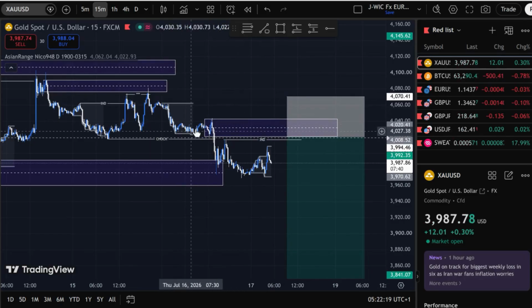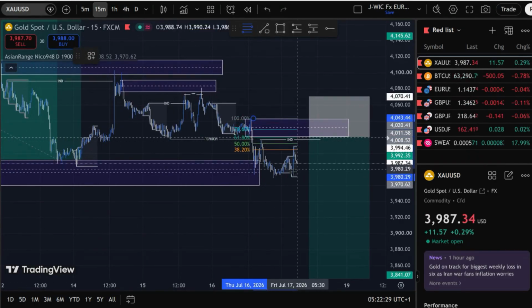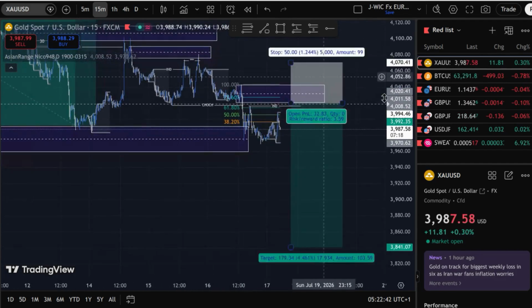You can see this accumulation here. The market just ranged before it dished out. So that's a very good order block there. Or let's see what our retracement is going to say. Okay, in between 61.8 and 78.6 Fibonacci. That's a good spot to also take, and that's how it is.